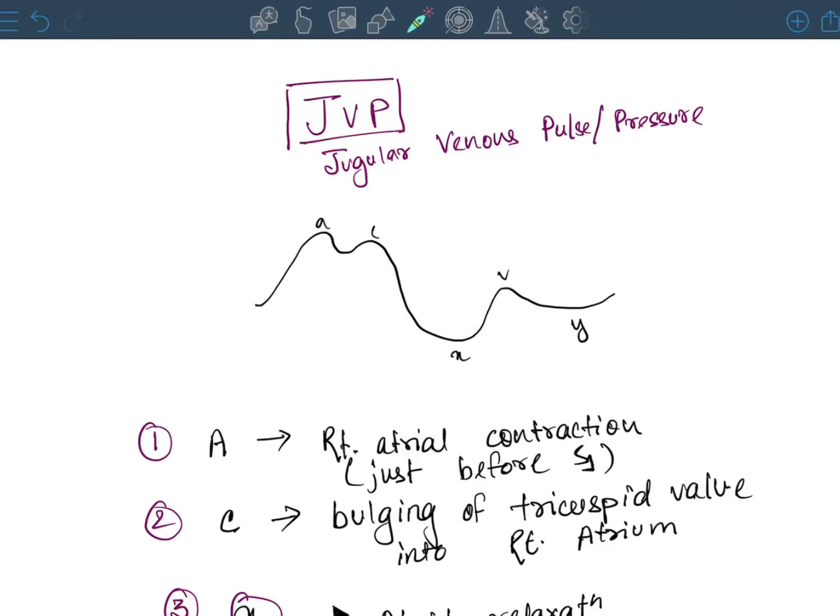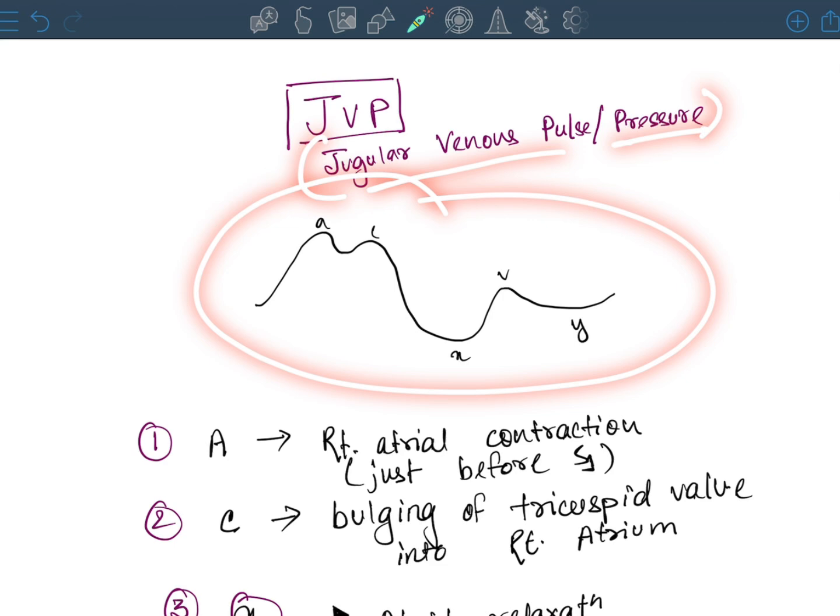Hello, let's begin. Today we are going to study about JVP. We will first learn what it is, then get the trick for MCQs, and then solve a few MCQs to completely grasp the concept. So JVP stands for jugular venous pulse or jugular venous pressure.